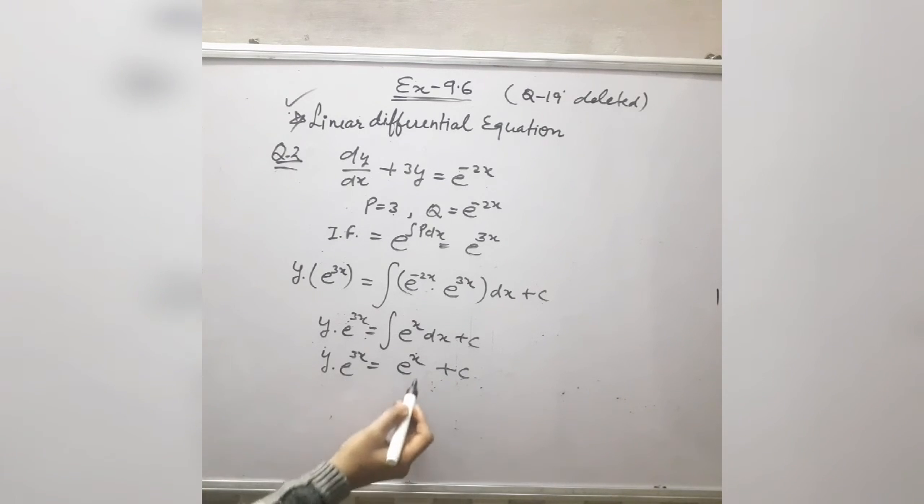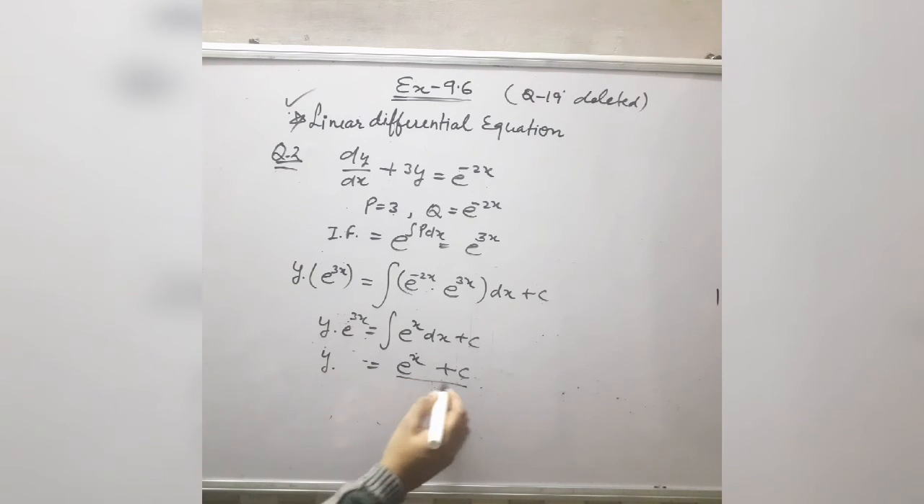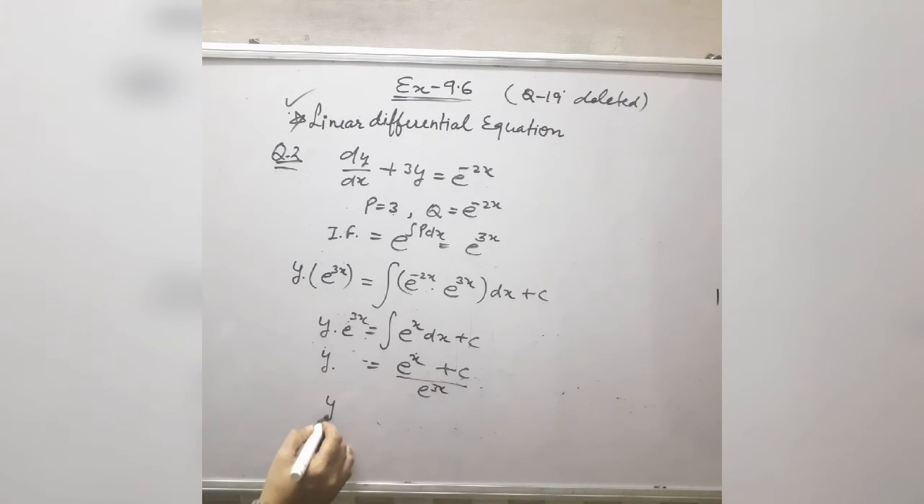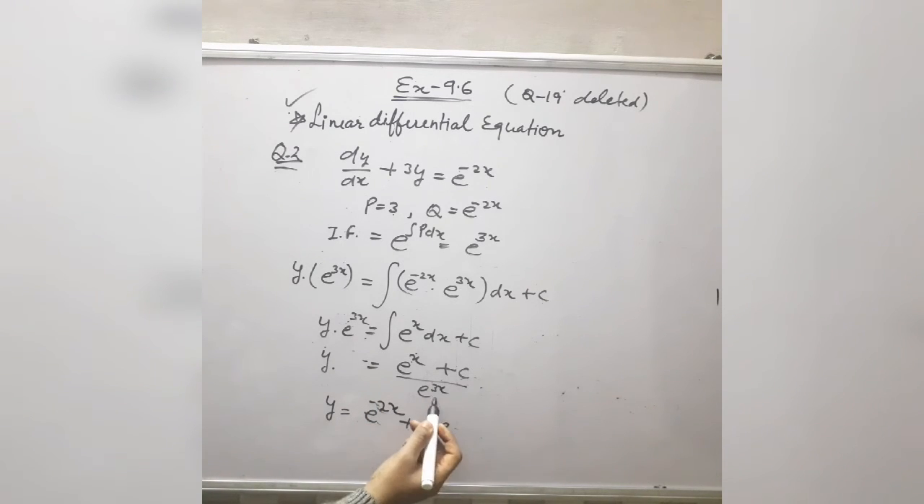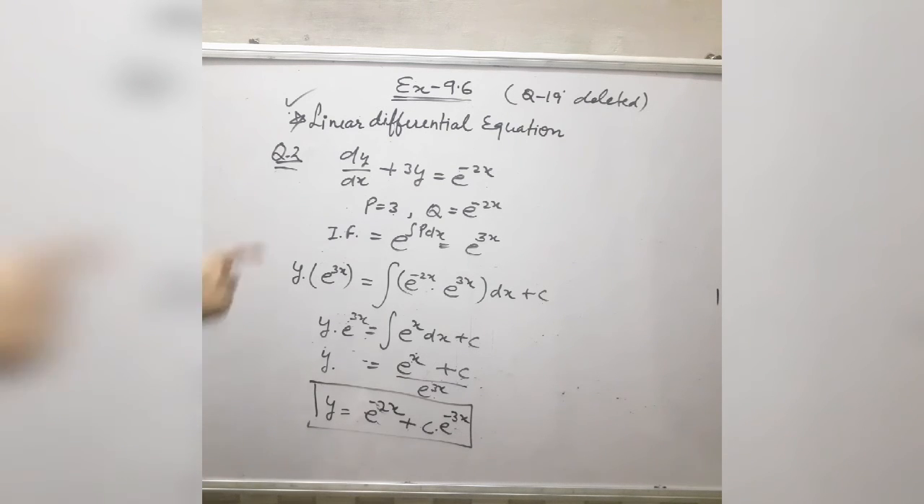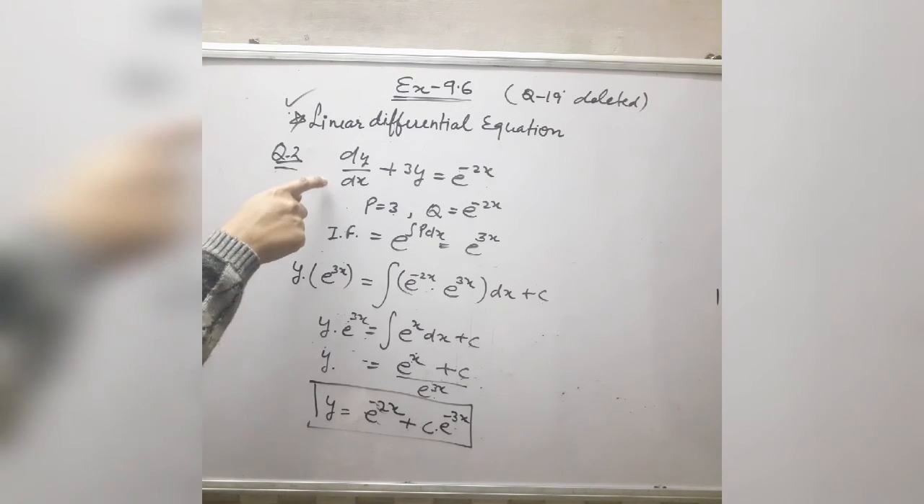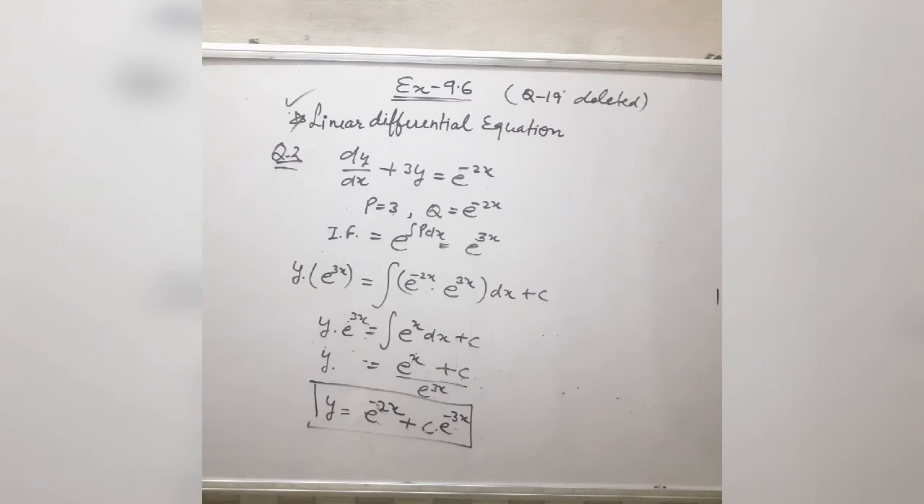And when you shift this e raised to power 3x on this side, it is divided by e raised to power 3x. So what is the value of y? Y is equal to e raised to power x divided by e raised to power 3x, so it becomes e raised to power minus 2x, plus c into, when you shift this term to the numerator, e raised to power minus 3x. So this is the solution of the given differential equation. All these given differential equations are of first order. Degree is also 1. So here you will get the solution in one arbitrary constant.